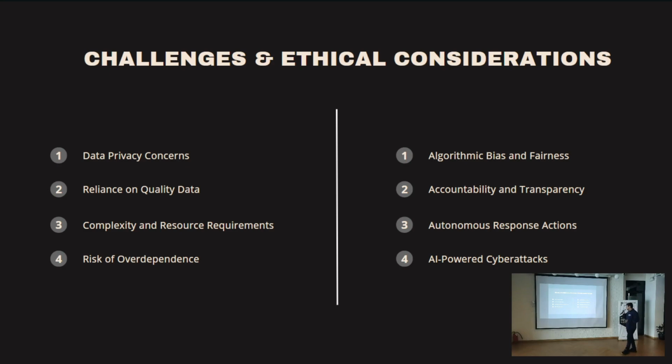And autonomous response actions. What if AI makes a mistake and allows some threat to bypass our system by not flagging it? It means the AI is at fault. So that's a point where autonomous actions can be harmful without a review by some human.